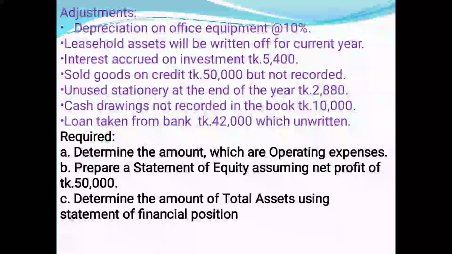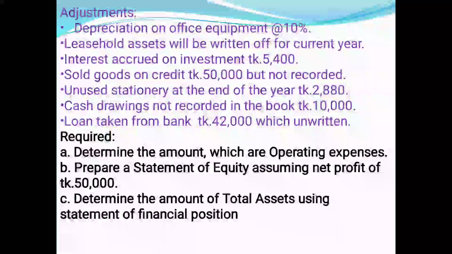Leasehold assets will be written off for the current year. This amount is also for showing in operating expenses, and this written off amount or amortization amount is to be deducted from the leasehold assets under the fixed asset in statement of financial position. Interest accrued on investment, that is interest receivable on investment. At first you have to show it as non-operating income, that is other income, in income statement, and also to be shown in current assets in statement of financial position.